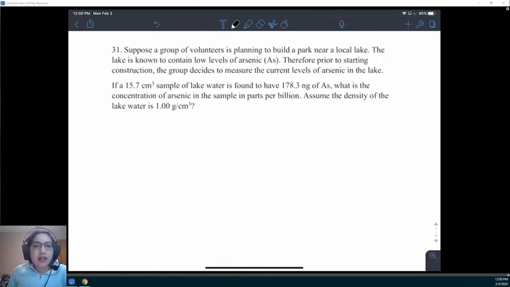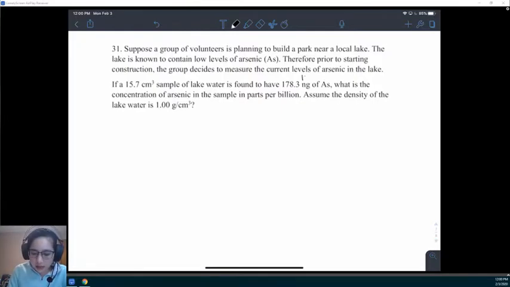So, if a 15.7 centimeter cubed sample, so that's a volume, of lake water is found to have 198.3 ng, which is nanograms, so nano is 10 to the negative 9, of arsenic, what is the concentration of arsenic in the sample in parts per billion, ppb? Assume the density of lake water is 1 gram per centimeter cubed.